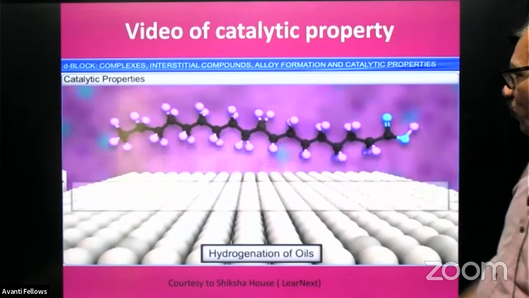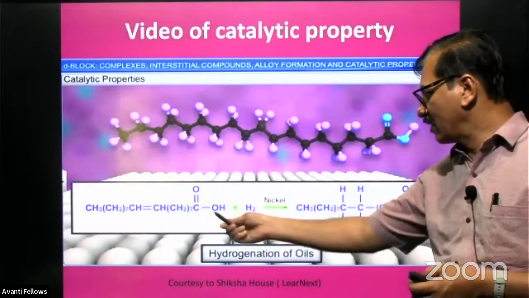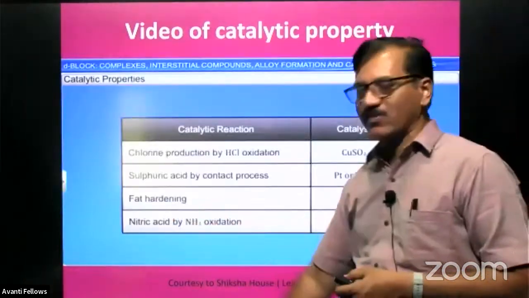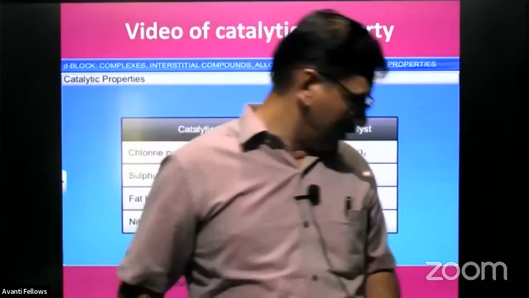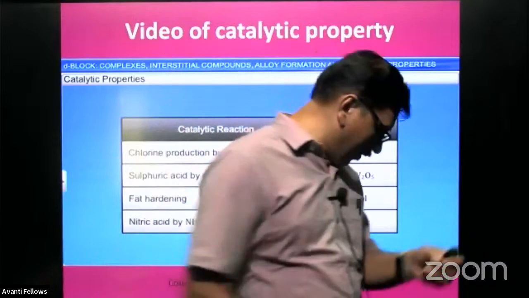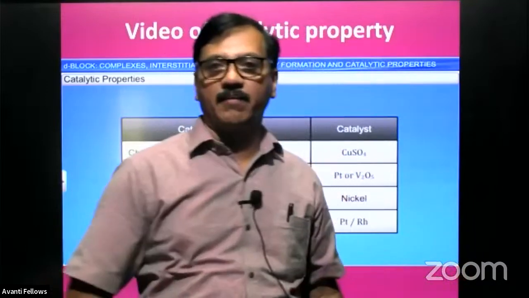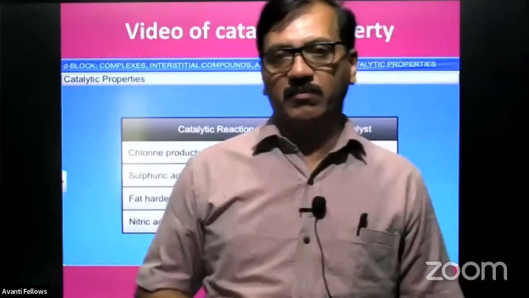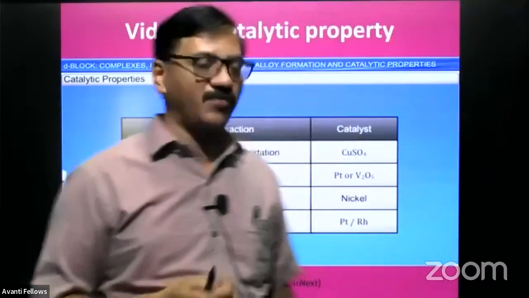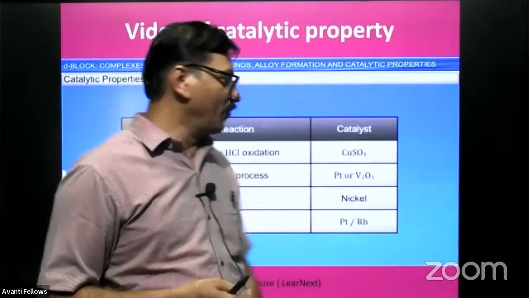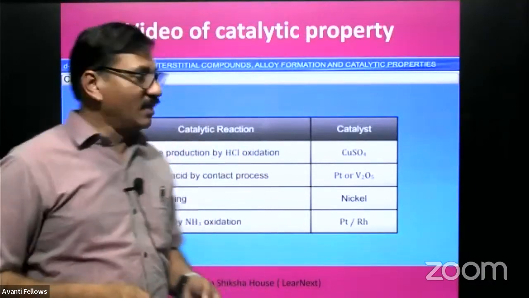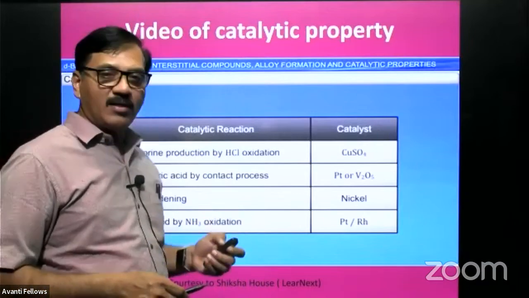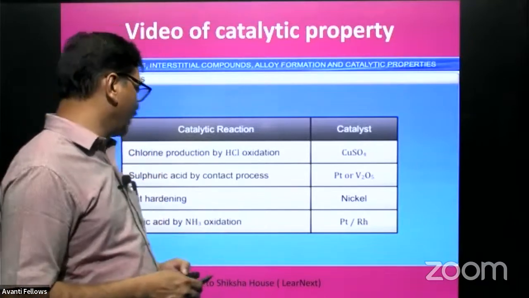When the metal attracts hydrogen, wherever a double bond is there, it gets hydrogen, and the metal has a greater affinity for hydrogen. The small atom gets absorbed very easily by the metal surface. That is how hydrogenation of oil is done. So these are the reasons why they are used as catalysts.